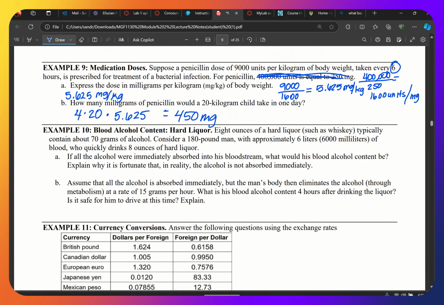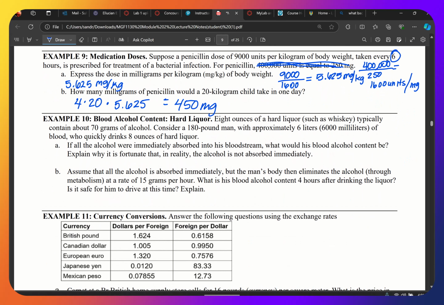Blood alcohol content. Quick question beforehand. What is the legal amount of BAC allowed to drive without getting a DUI? I think it's close. You have to be under 0.08. Or is it 0.08 or higher that you can get a DUI? I think it has to be below 0.08.